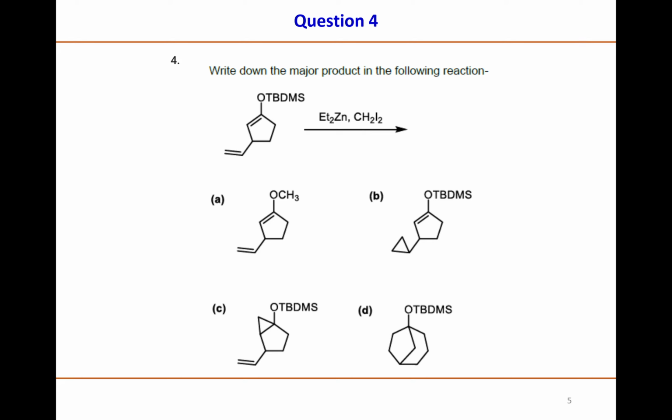So write down the major product in the following reaction. What is the major product? You have to check the reagent given on the arrow. What's the reagent here, right? Diethyl zinc and diiodomethane. So this reagent is used in a very famous name reaction. Can anybody guess this one? It's a very famous name reaction. Simon Smith.